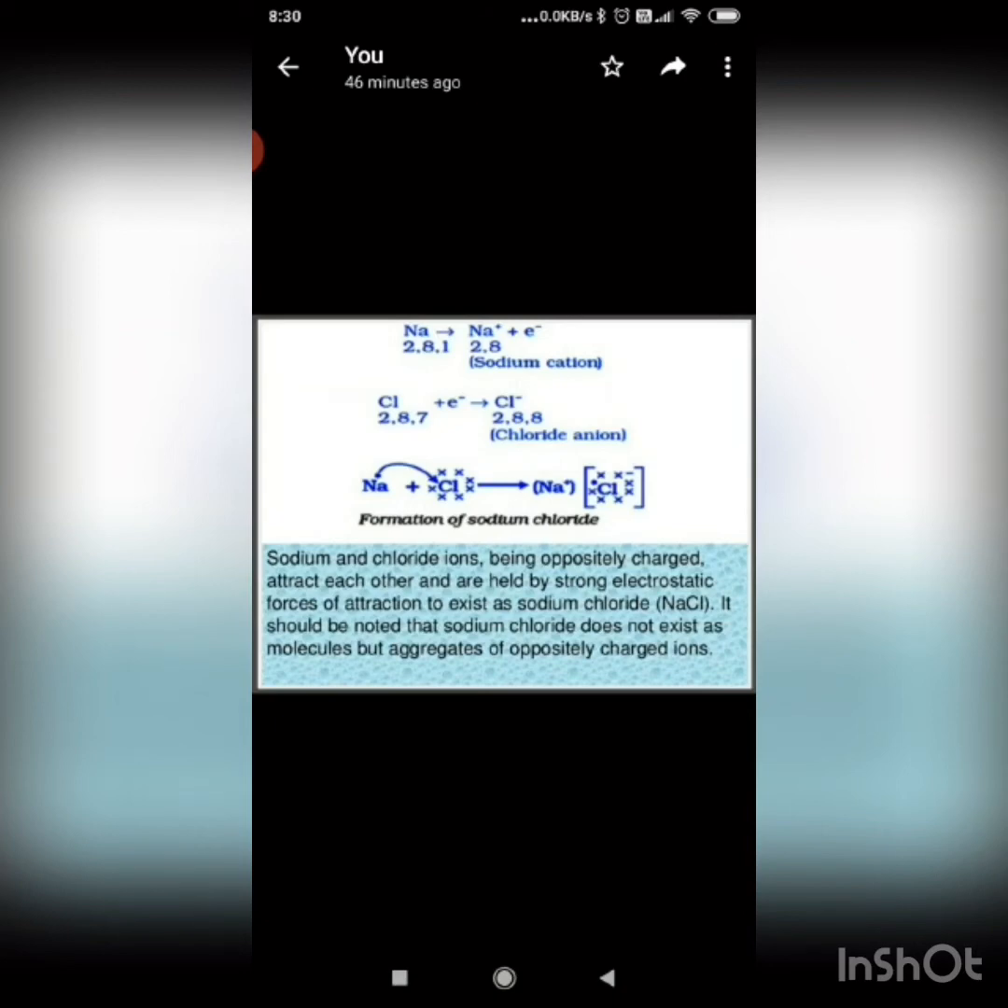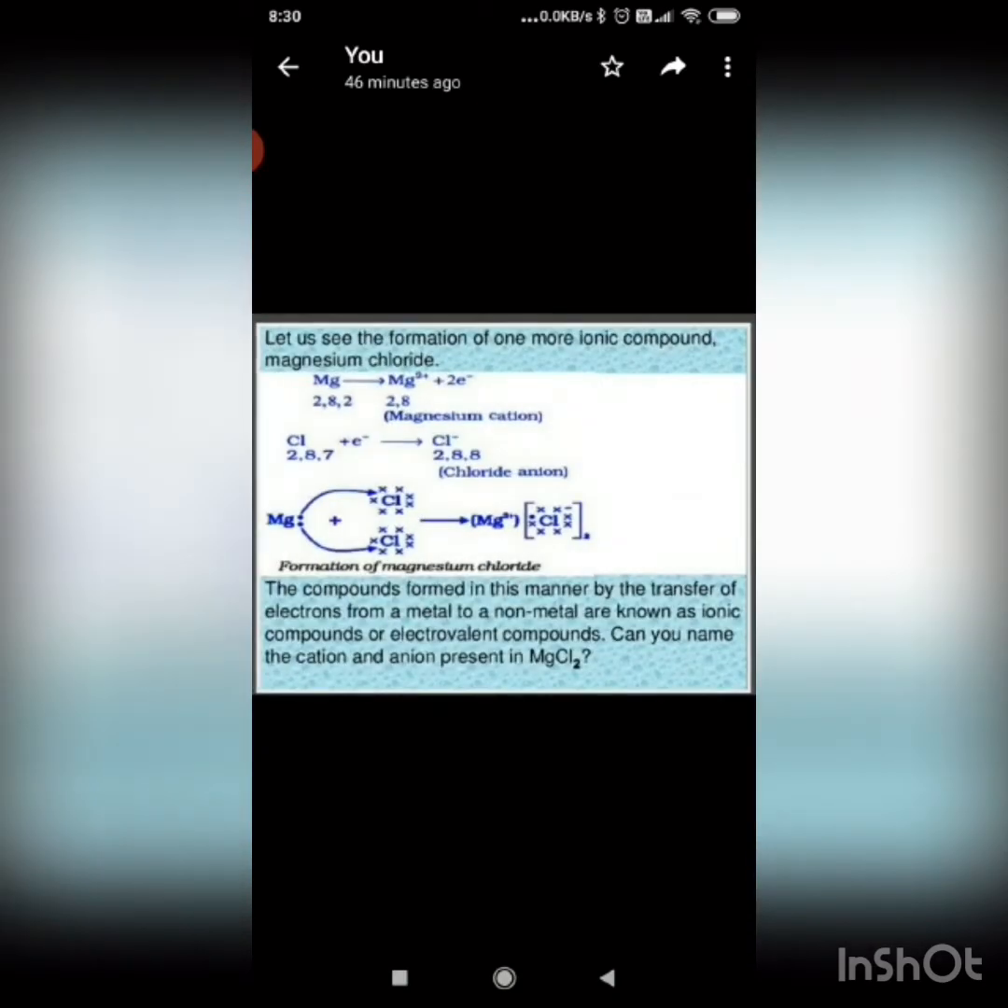Sodium and chloride ions, being oppositely charged, attract each other and are held by strong electrostatic forces of attraction to exist as sodium chloride. It should be noted that sodium chloride does not exist as molecules but as aggregates of oppositely charged ions. Let's see another example, magnesium chloride. Magnesium is 12, that is 2, 8, 2, so it loses 2 electrons, and chlorine is 2, 8, 7, so it will gain 1 electron. So MgCl2: magnesium will lose 2 electrons, 1 to each chlorine.